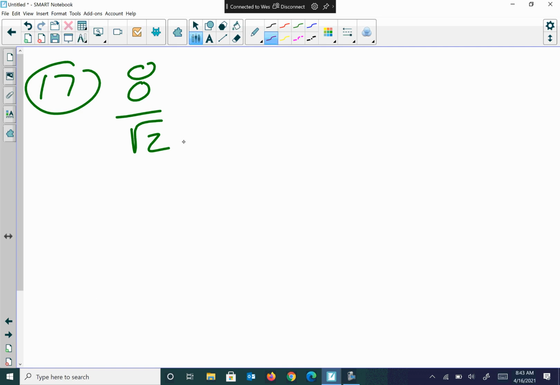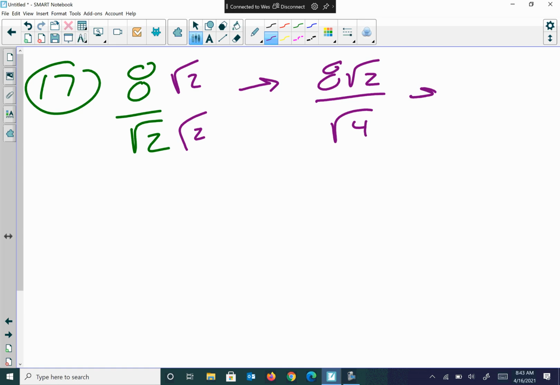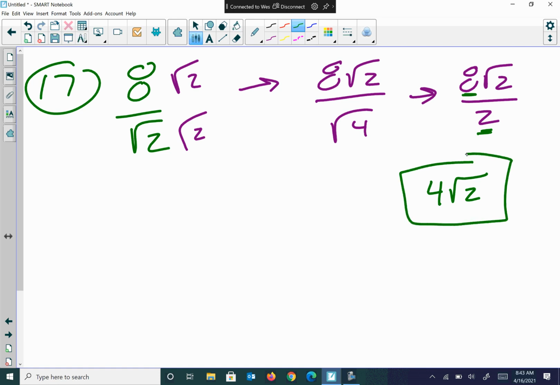Root 2, top and bottom. So on top, I get 8 root 2. On bottom, I get root 4. What's root 4? 2. 4 root 2. Because it'll reduce inside, not outside. The root 2 can't come outside to play. Okay? And I'm not going to worry about number 19 and number 21 and number 23. I'm not too worried about those.